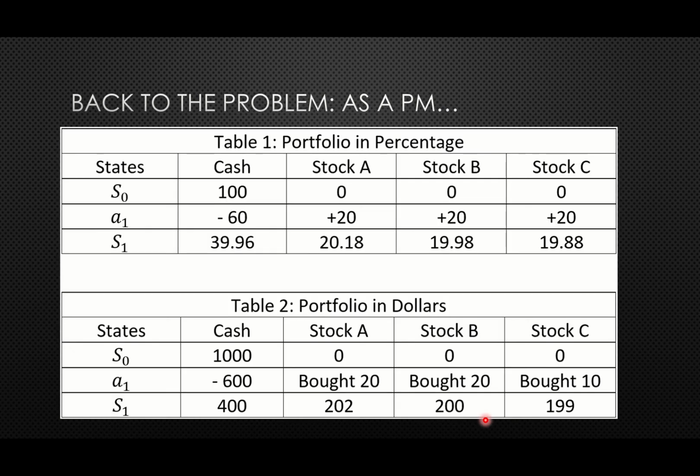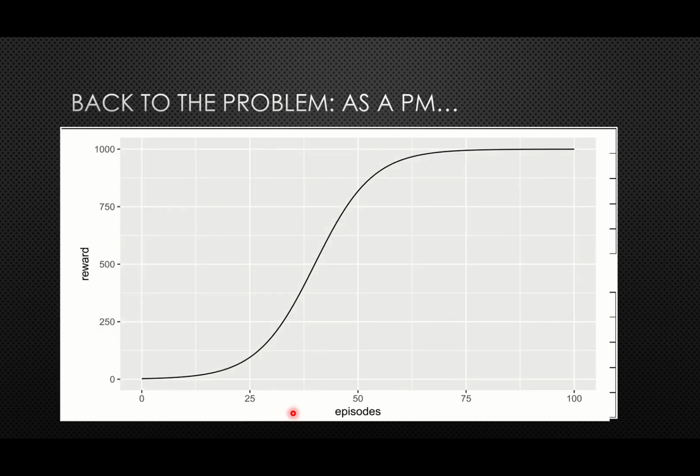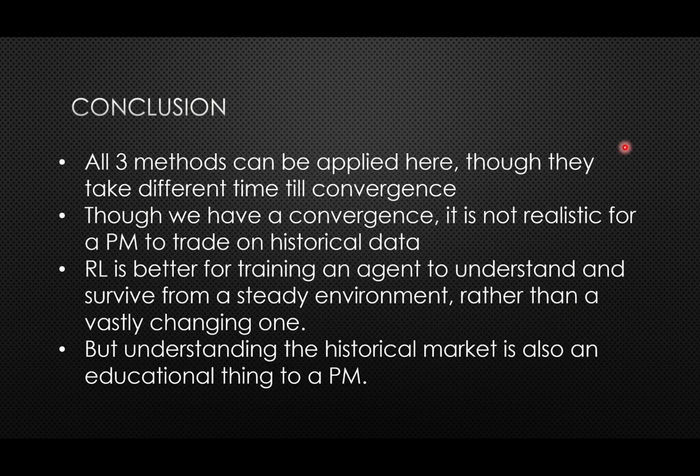The Q table is like this, and of course, we must all long stock A. And that is fortunately where our agent converges at the end of the day. In conclusion, all three methods can be applied here, though they take different times. Note that we oversimplified the portfolio management problem, and in reality, we may not have a convergence.